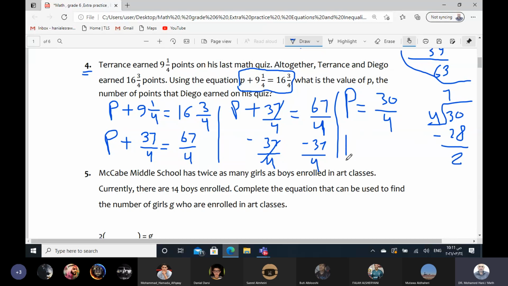So we can write the answer as a mixed number. The whole number here 7. And the remainder here 2 over 4, and the divisor will be 4. Then we can simplify 2 over 4, divide by 2 up and divide by 2 down. So we can write 7 and 1 over 2. So the answer is 7 and 1 over 2, or we can write it as a decimal 7.5. The same idea.